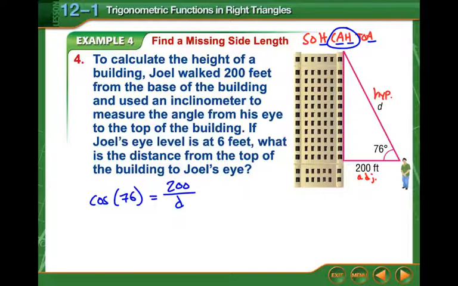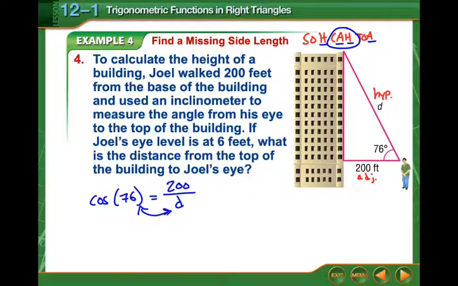So now at this point, there's technically a two-step process. You multiply both sides by d, and then you divide by the cosine of 76. I hate having to do two steps when I can do just one, right? So whenever you're trying to solve for the denominator of a fraction, and that's all you have on one side of the equal sign, switch what's on either side.